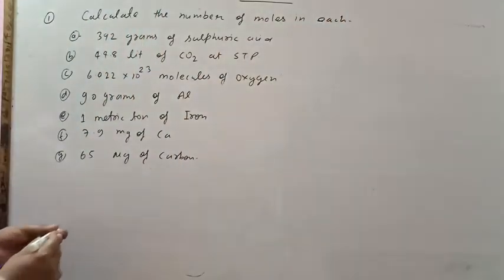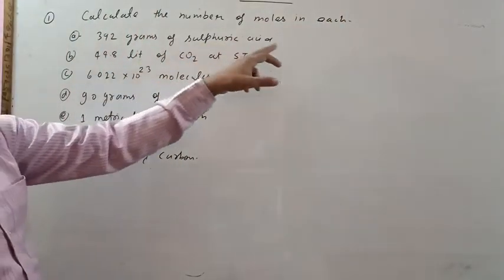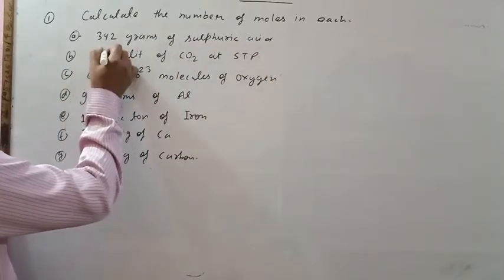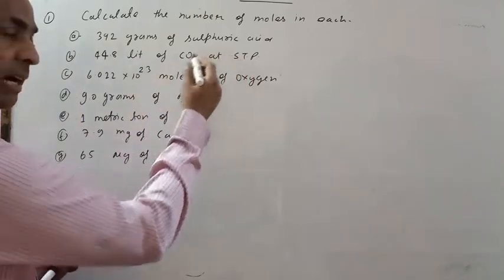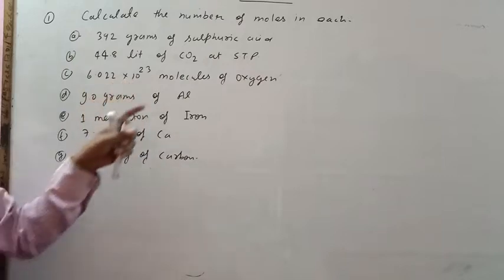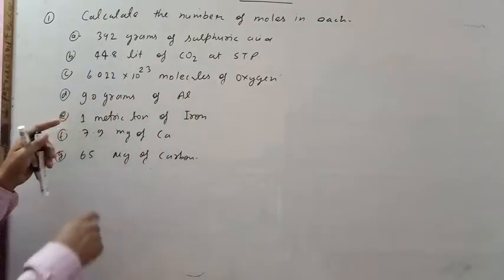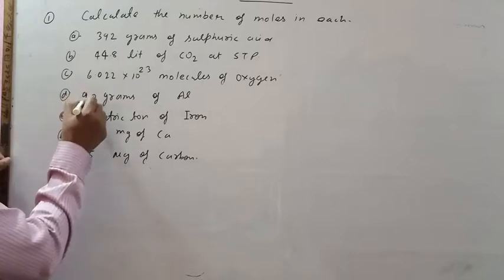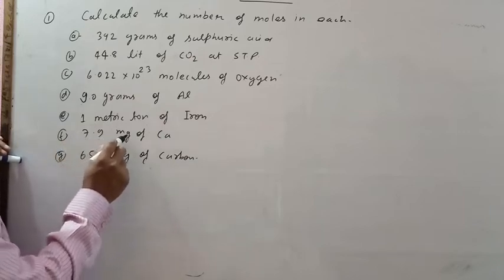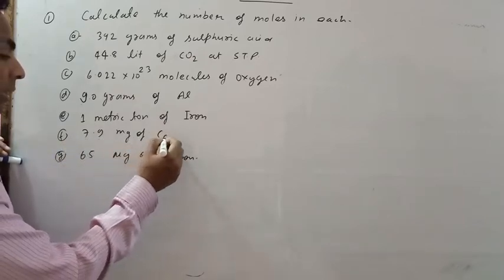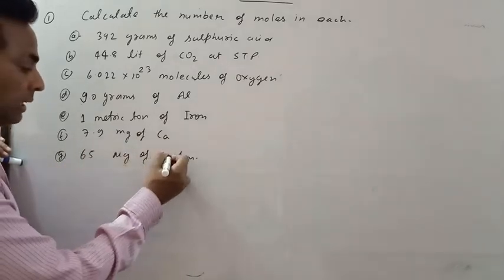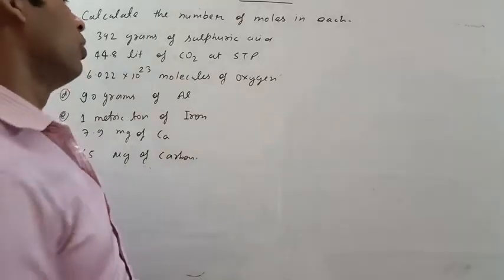The first one is given 392 grams of sulfuric acid. Second, given 44.8 liters of carbon dioxide at STP. Third, 6.022 into 10 to the power 23 molecules of oxygen. Fourth, 9 grams of aluminum metal, 1 metric ton of iron metal, 7.9 milligram of calcium, and last one, 65 microgram of carbon. These questions, one by one, I am going to tell you.